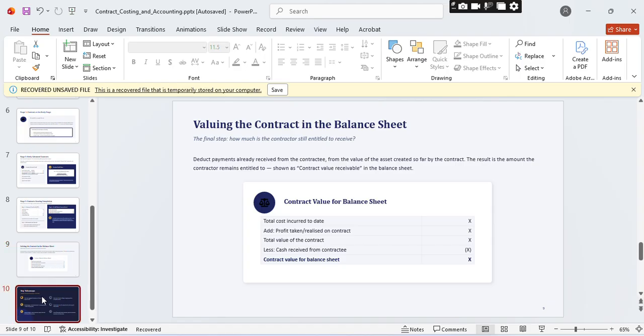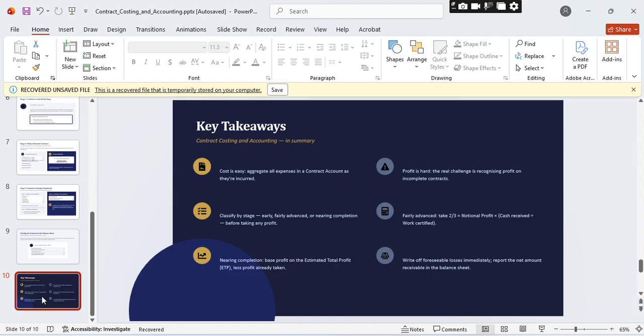Okay, so what are the key takeaways? Number one is that cost is easy, aggregate all expenses in the contract account as they are incurred. Number two, classify the contract by stage: early, fairly advanced, or near completion before taking any profit. Near completion is based on the estimated total profit, less profit already taken. Now, profit is hard to take, because the real challenge is recognizing profit on an incomplete contract. At a fairly advanced stage, take two-thirds of the notional profit multiplied by the cash received divided by the value of work certified, and also write off foreseeable losses immediately and report the net amount receivable in the balance sheet.